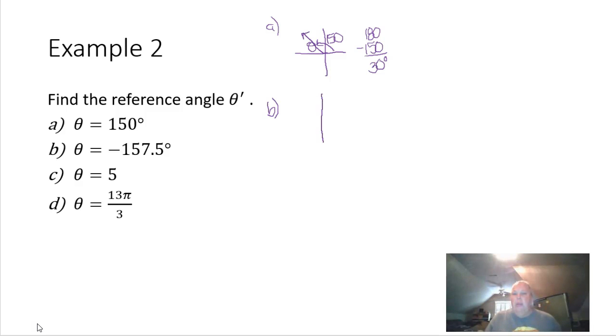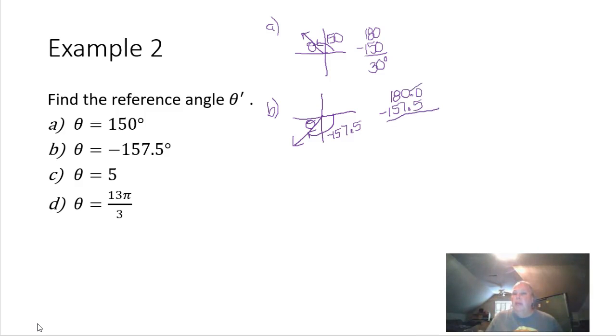For B, we have an angle of negative 157.5 degrees. Now that means we're going to be rotating in the clockwise direction. This is going to be negative 90. This is negative 180. So negative 157.5 is going to be somewhere in quadrant 3 over here. And then the reference angle is going to go from the terminal side to the closest x-axis. That's going to be this angle right here. And the way that we can find it is we can subtract 180 minus the 157.5.